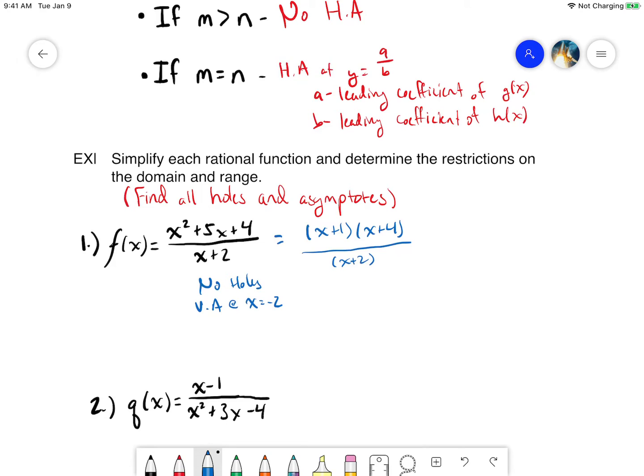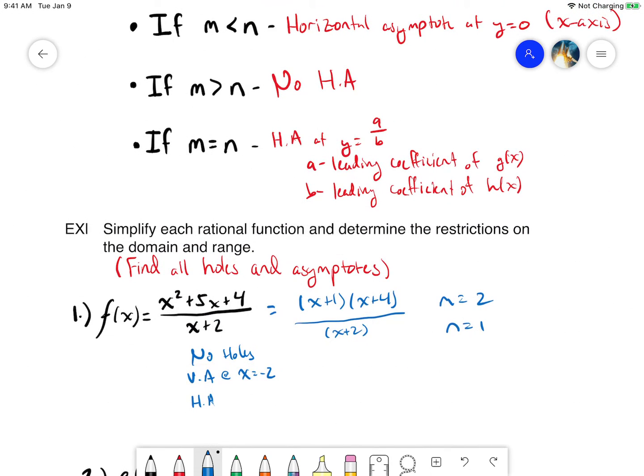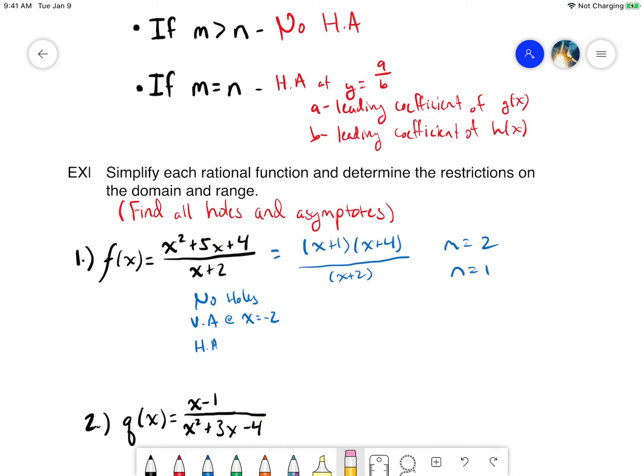Now, we want to determine where the horizontal asymptotes are. Let's check using our rules. We want to find the degree of the top. Since there's two x's, there's an x squared up top, so m is equal to 2, and n in this case is only equal to 1. The degree of the top is greater than the degree of the bottom, so in this example we would have no horizontal asymptote.